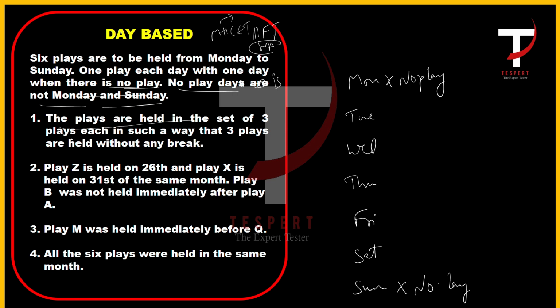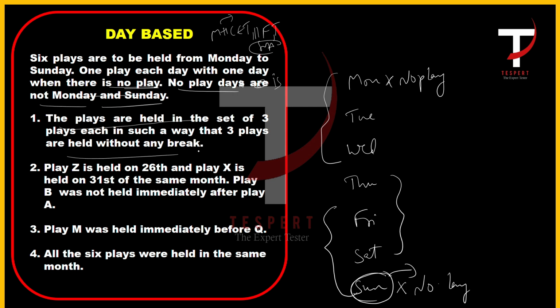The plays are held in sets of 3 plays each in such a way that 3 plays are held without any break. So here Monday, Tuesday, Wednesday is one set, and Friday, Saturday, Sunday is one more set. Because if I take Thursday, Friday, Saturday as a set, then Sunday would be vacant, and I shouldn't make Sunday a no play day, since it's clear that the no play day is not Monday or Sunday. So Thursday will be the no play day. This is the remaining day. Thursday will be the no play day, right?